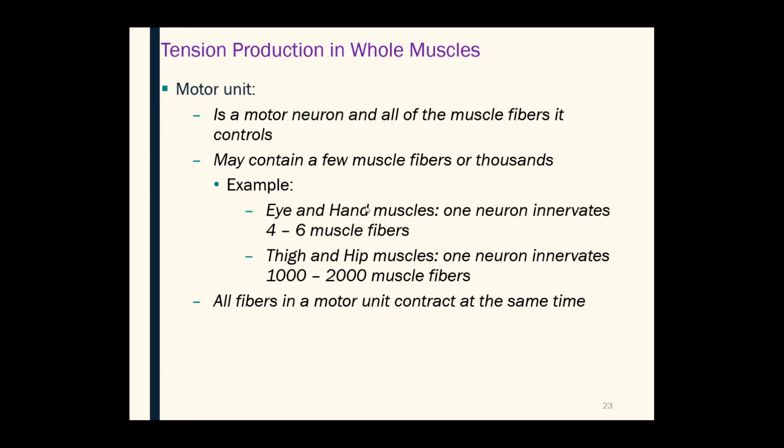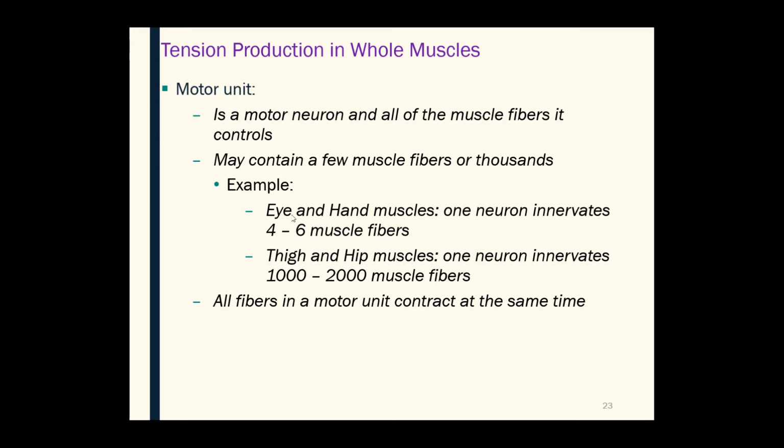So there's an important definition that I'd like you to know. This is known as a motor unit. Very simply, a motor unit is one motor neuron, right? That's the nerve cell going to the muscle fiber. It is one motor neuron and all of the muscle fibers that it controls. Now, motor units vary in the amount of muscle fibers they control. In some instances, one motor neuron may control a few muscle fibers, but in other instances, one motor neuron may innervate thousands of muscle fibers.